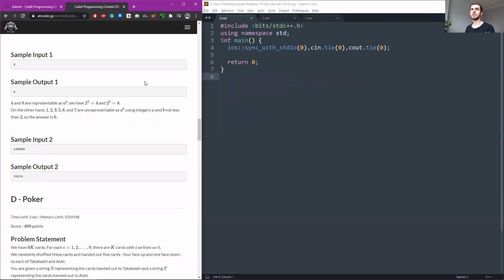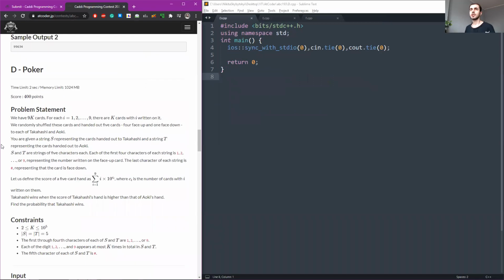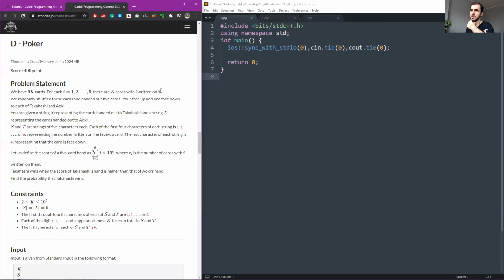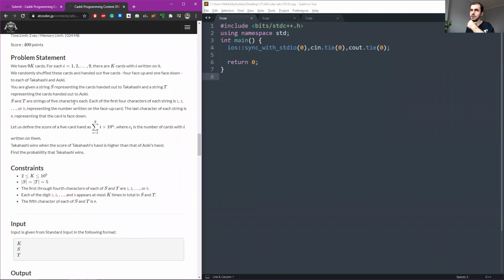So, wasn't much problem. Problem D, poker. We have 9k cards. For each i from 1 to 9, there are k cards with i written on it. We randomly shuffle the cards, and hand out 5 cards, 4 face up and 1 face down, to each of Takahashi and Aoki. You're given a string S representing the cards handed out to Takahashi, and a string T, okay, 5 characters each.